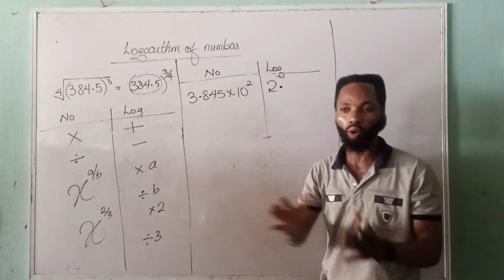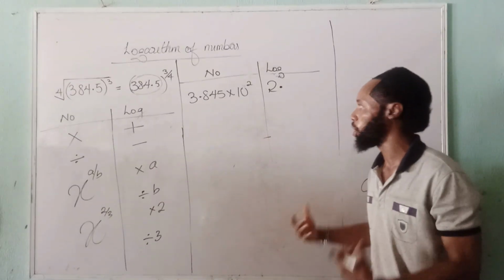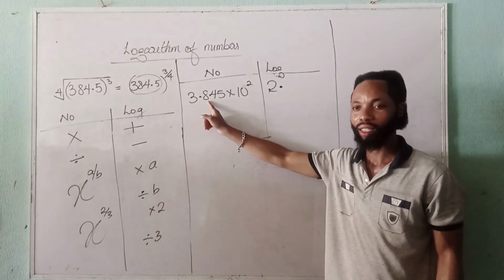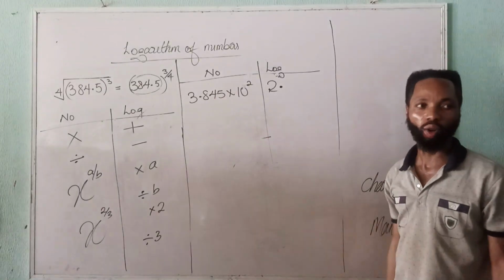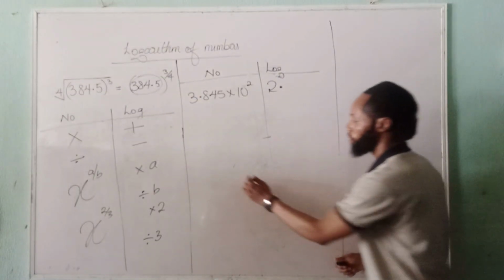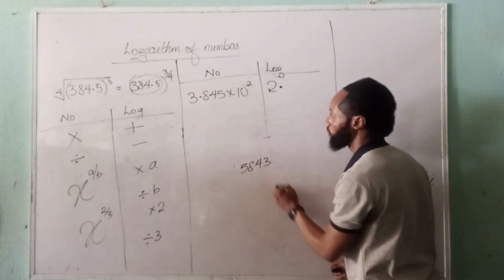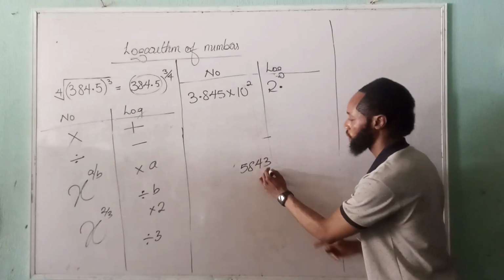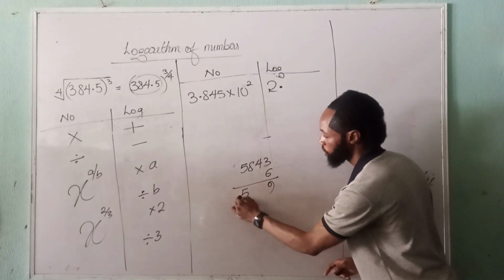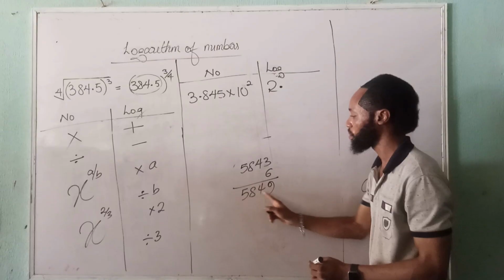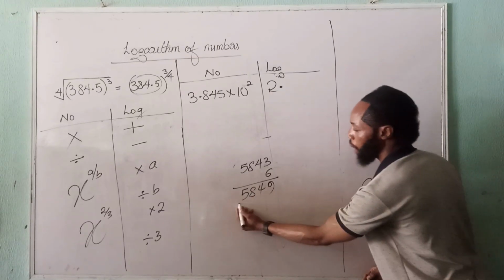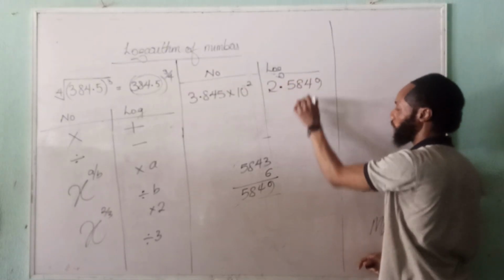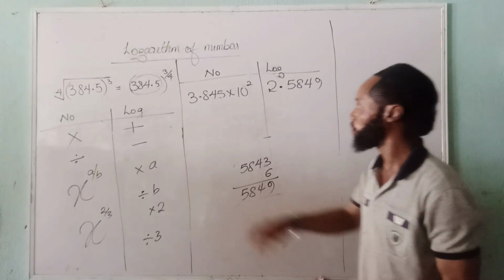Then we go to what we call the mantissa. For the mantissa, go to your log table or your four-figure table, or the back of your textbook. You can see it there. Go under log, go to 38 under 4: 5843. Difference 5, 38 under 4, difference 5, 6. So this is 5849. Now this is what we call our mantissa, 5849.